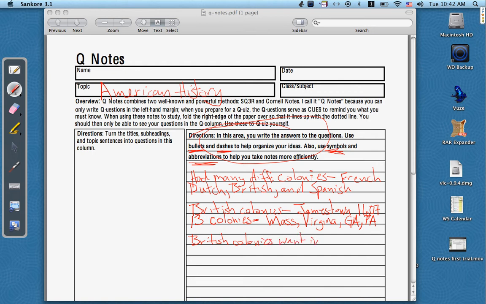Want independence. I'm going to abbreviate independence from Britain. And because of taxes, right? They're upset with the way that Britain is taxing. This is an abbreviation, because. B/C is because. So they're upset for our taxes, right? This leads to the Revolutionary War.